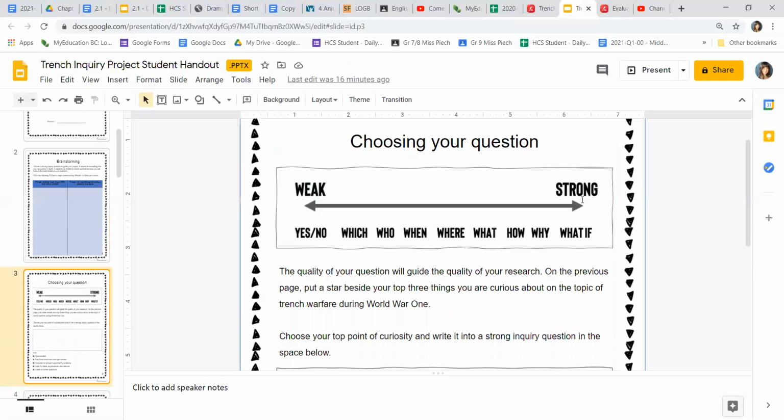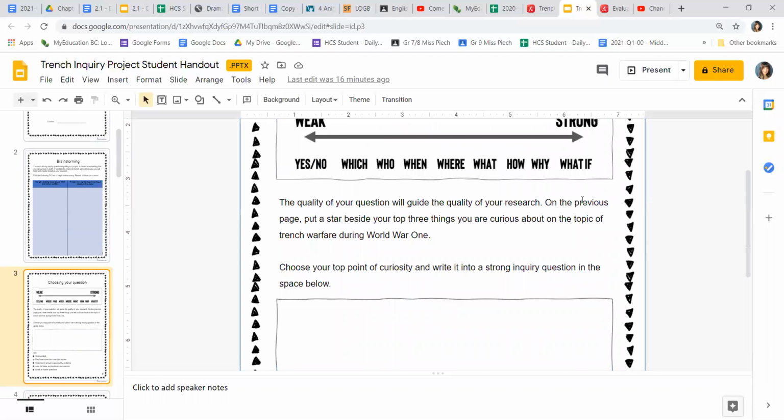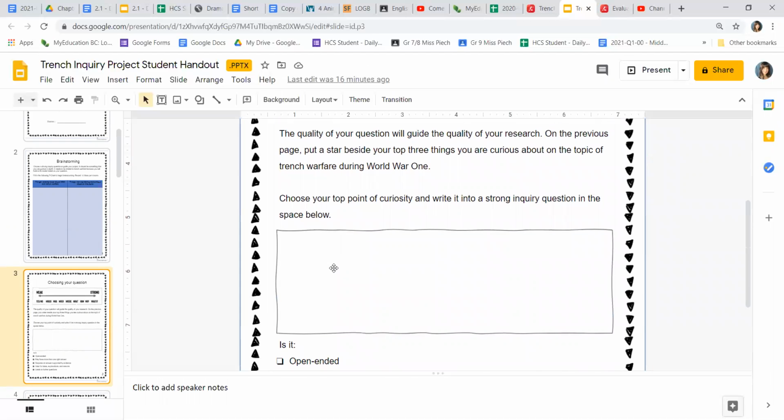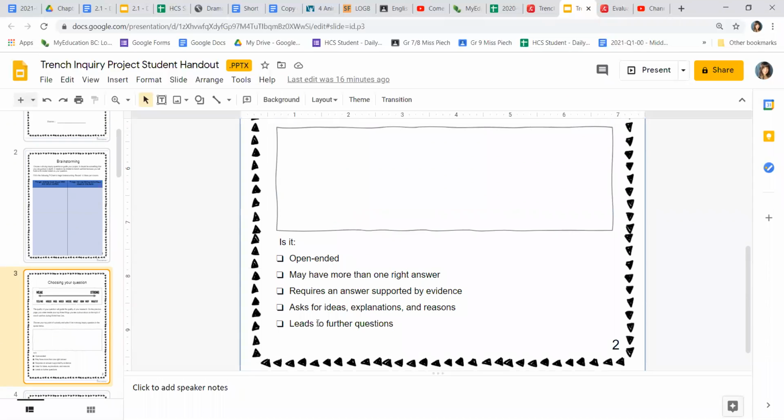Then going on to the next page, this is where you're choosing your question. Then you'll put your question here, and then just look at the checkbox afterwards. Is it open-ended? Could it have more than one right answer?